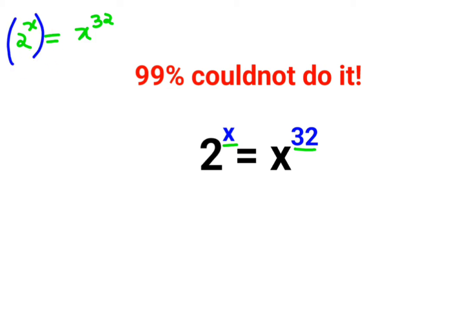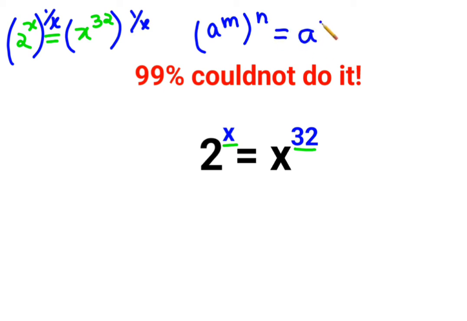For that I need to take the xth root, or basically multiply the indices by 1 upon x. Remember that in indices, a raised to m, the whole raised to n can be written as a raised to m into n. So this gets you 2 raised to x multiplied by 1 upon x is equal to x raised to 32 multiplied by 1 upon x.